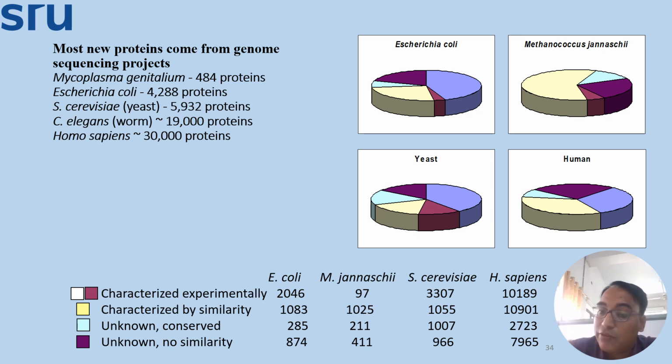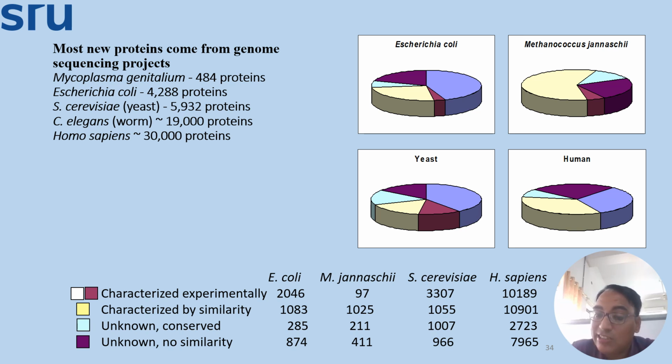A conserved gene is there, but the function is still not known. The reason is it is something else. Whatever it seemed to be by similarity is not the same. And unknown, no similarity at all. These are very troublesome. Now if you see here, characterized experimentally or characterized by similarity is the largest number here. And unknown conserved, unknown no similarity at all, is on the lower side.